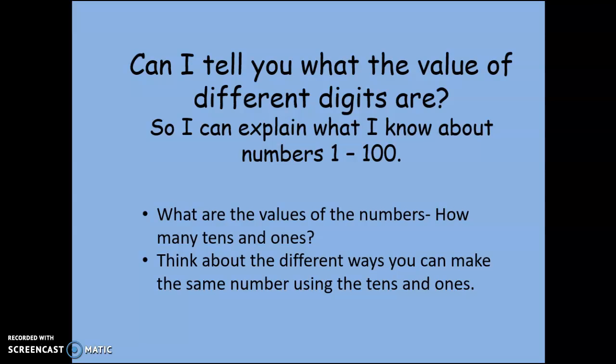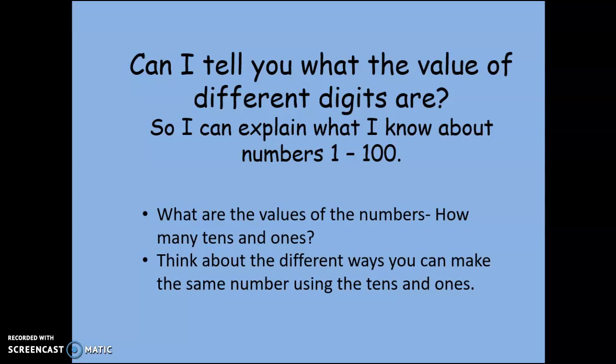We need to think about the different ways you can make the same number using the tens and ones, or how we can solve different problems that maybe have missing numbers in them. So if we know how many tens and ones there are in a number, we can see what's already there and what's missing, so we can solve the problems.